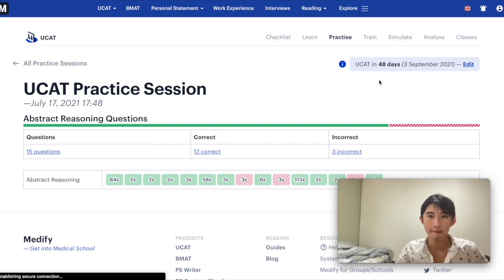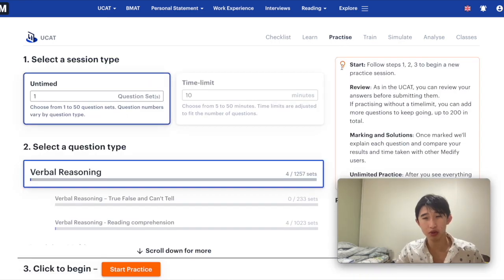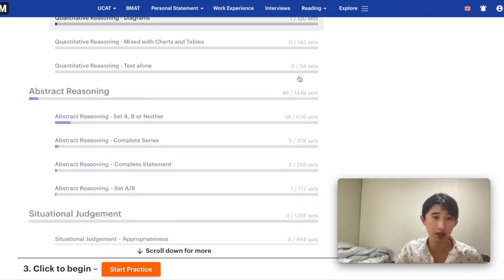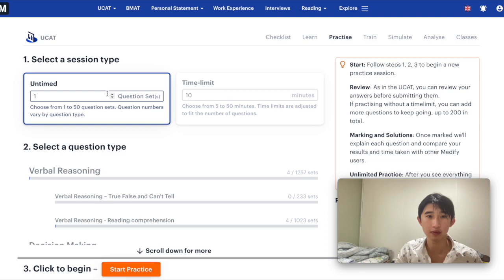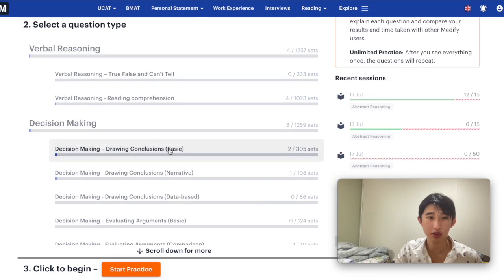I'm going to do three more abstract reasoning set A and set B questions, three more sets of these, hopefully feel more confident in them, and I'll do some DM.